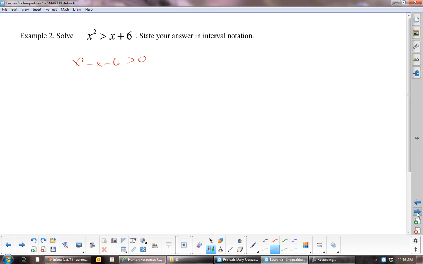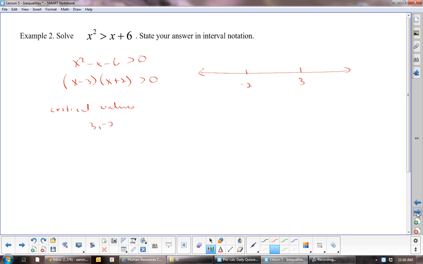Okay, we can factor this one: equals -1, multiplied gives me -6. x minus 3, x plus 2 is greater than 0. Okay, so what are my critical values? 3 and -2. Okay, so let's go right to our number line. Okay, -2 would be there, and 3 would be there.